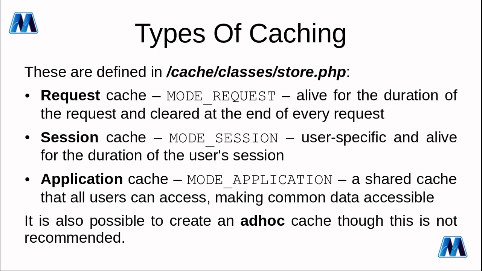And for the types of caching, we have a request cache. The constant is mode_request, which keeps the content for the duration of the request and is cleared at the end of every request. We also have a session cache, the constant is mode_session, which is user specific and alive for the user's session. And then the final one we have is the application cache, which is a shared cache that all the users can access, making all the data accessible for a period of time. It is also possible to create ad hoc caches, but this is not a recommended thing to do.